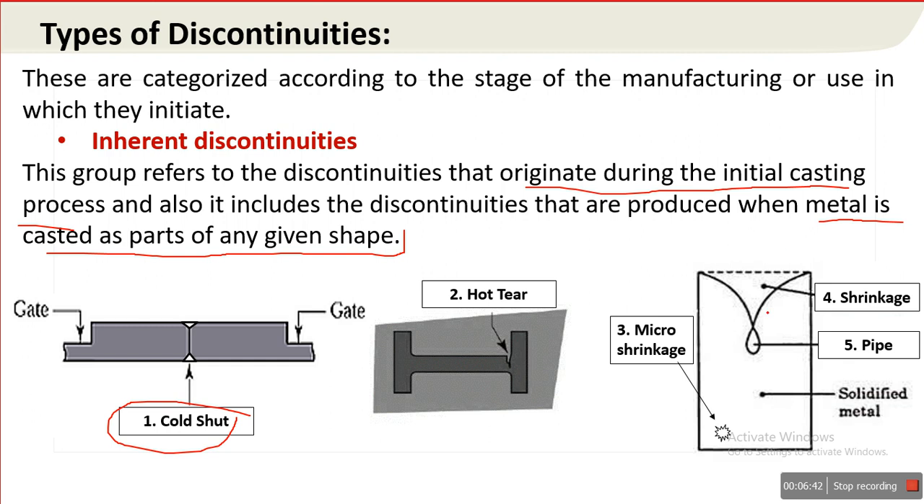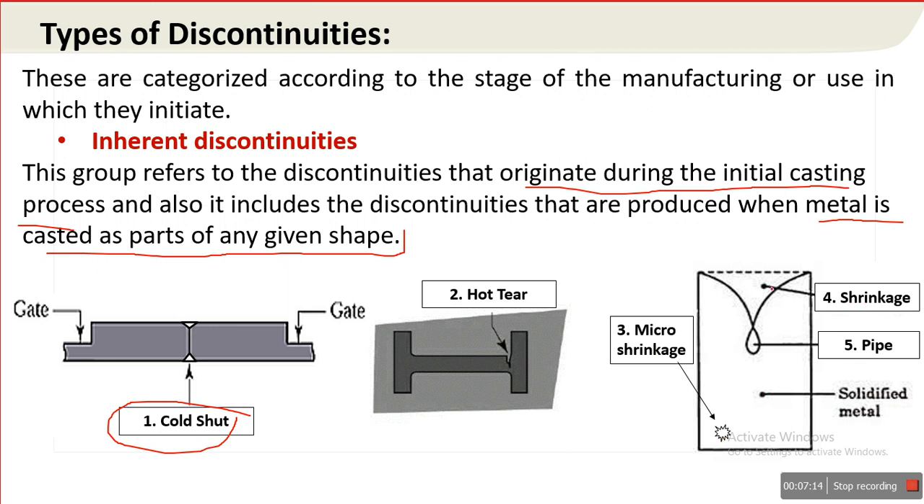Look here, this is the drawing of ingots, that is raw material used for forging as well as rolling. So in this ingot, multiple discontinuities are shown. So this is the third, that is micro shrinkage. It is also a type of inherent discontinuity because it appears during the manufacturing of this ingot.